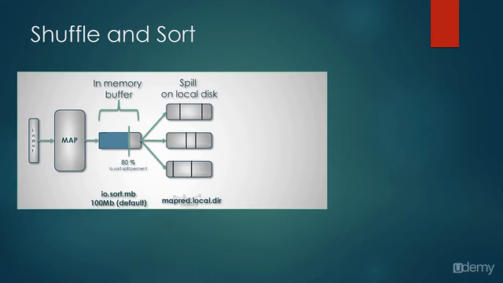Each spill is partitioned and sorted by the key, and this is run through a combiner if a combiner function is designed for the job. This is all done by a background thread.